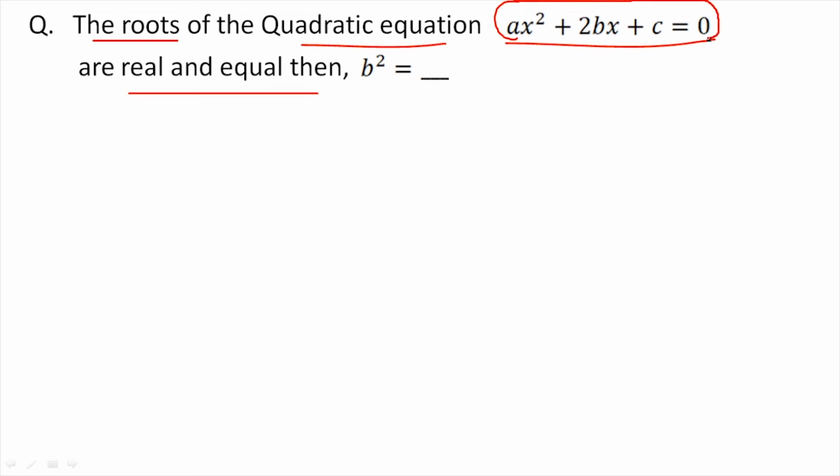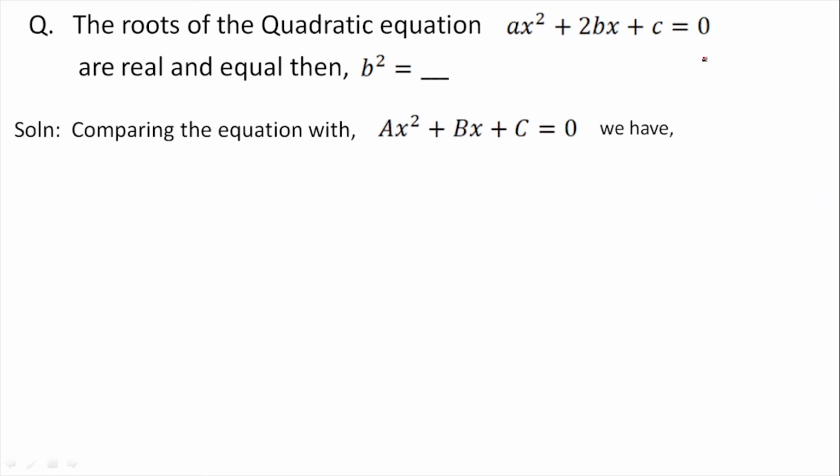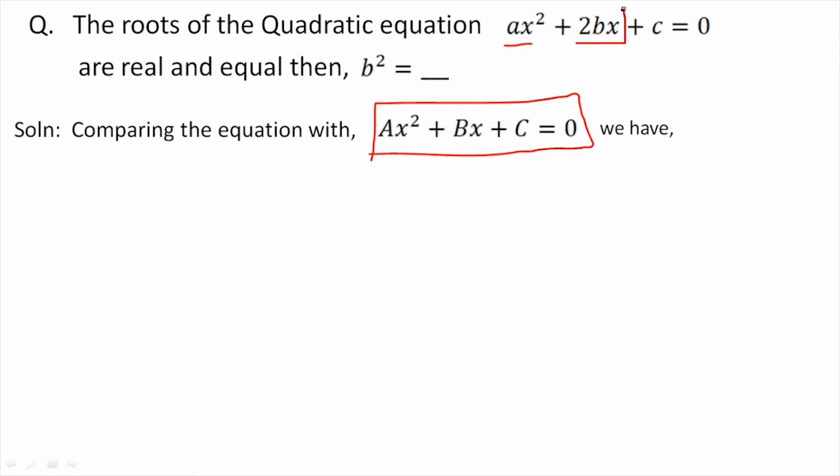Suppose an equation is not in the standard form, what we will do is compare it with an equation which is in standard form, that is ax square plus bx plus c equals 0. Here it is ax square, okay, but it should not be 2bx. This is not in standard form because it should be bx only. As small letters a, b and c are already used in the question, we will not use the same. So we are using capital letters A, B and C to represent the standard form of a quadratic equation.